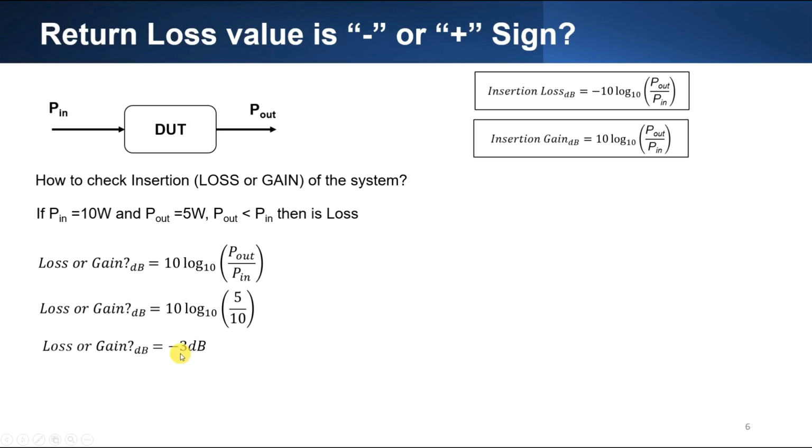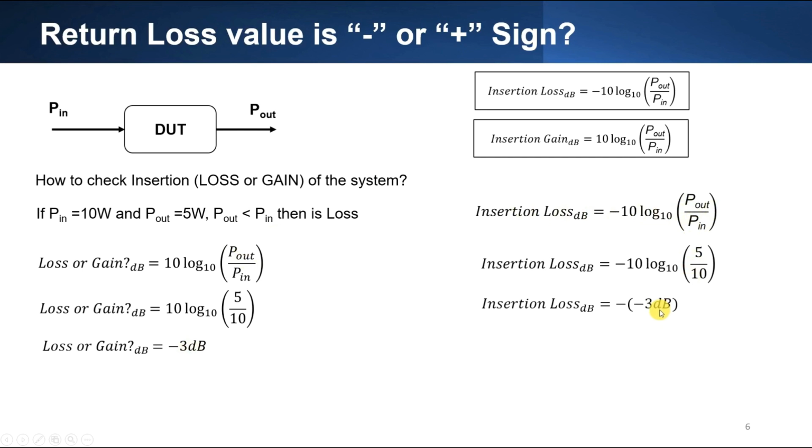But if we use the insertion loss equation, they have a negative here. Then we put in the power out and power in. We will get the insertion loss as 3 dB. When we talk about insertion loss, people will know it is a loss because it is an insertion loss.